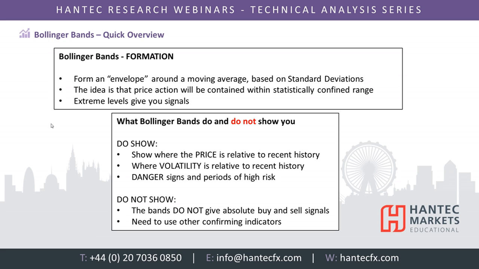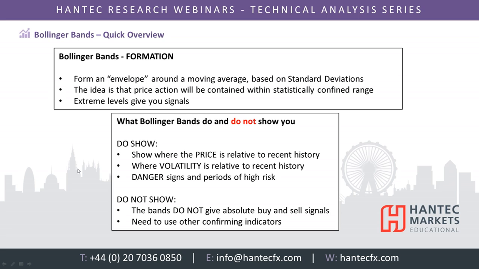So that's how we go there. Now, Bollinger Bands form an envelope around a moving average, as I said, and the extreme levels are where you get your signals, and I will show you through that in a bit. Now, what do they show you? They show you where the price is relative to recent history, and also where volatility is relative to recent history as well. So we're looking for the danger signs and periods of high risk that you get from those extreme moves.